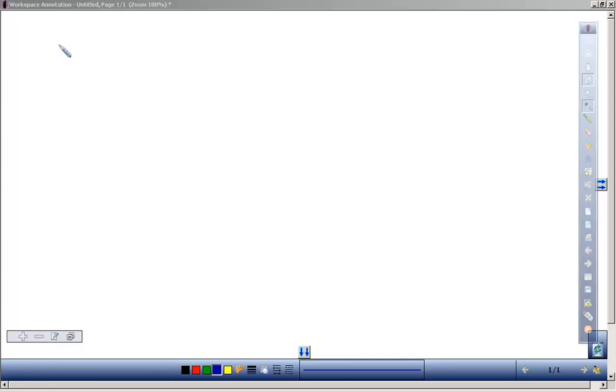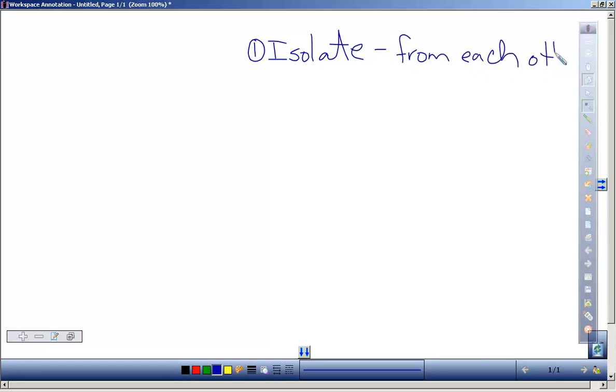Things that you want to remember is when we say isolate, it's just like when we said isolate with radicals. If you have more than one log or more than one exponential, when we talk about isolating, we're isolating them from each other. So that means that you want to have them separated by the equal sign. We need to move the logs so that they're on opposite sides of the equal sign, or move the exponentials so that they're on opposite sides of the equal sign.